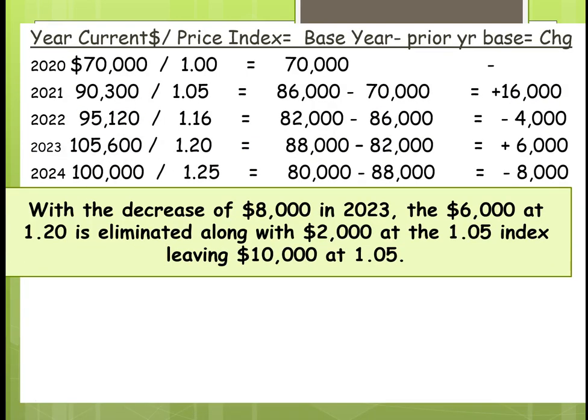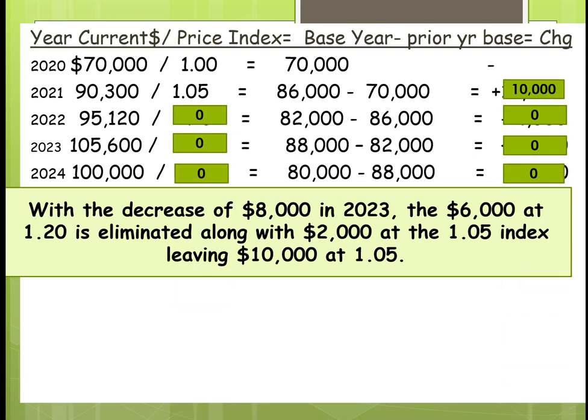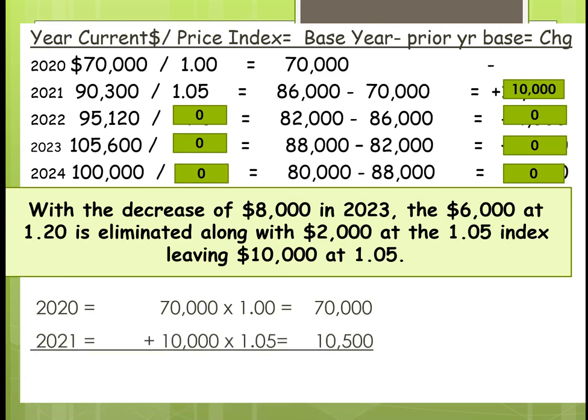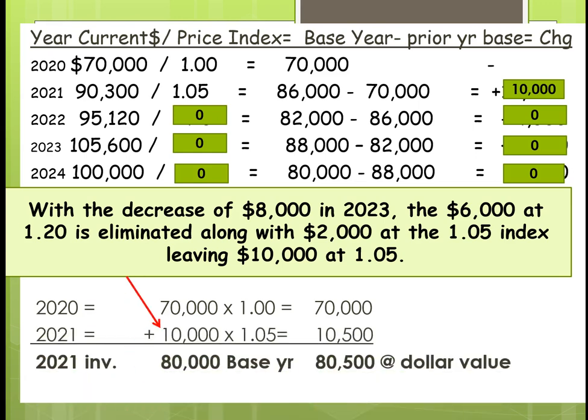Our last year, we had a decrease of 8,000, which means it is going to wipe out 2023. We had nothing from 2022, and it's going to wipe out 2,000 from 2021. Let's see here. So that's already gone. That's going to be gone. Now we can calculate our ending inventory. We're going to take 70,000 at 1 and 10,000 at 1.05. And we now are 80,000 from our base year is now worth 80,500 for our 2024.